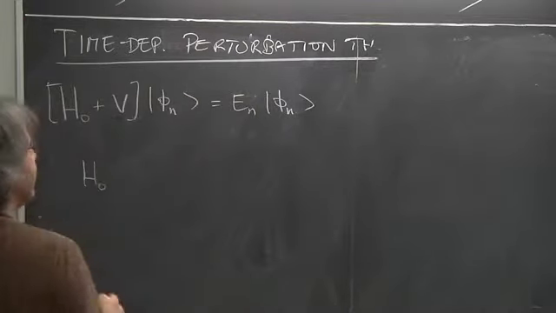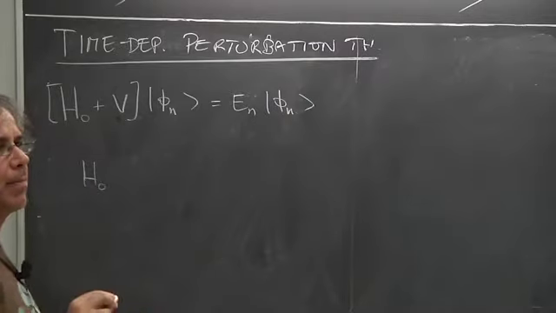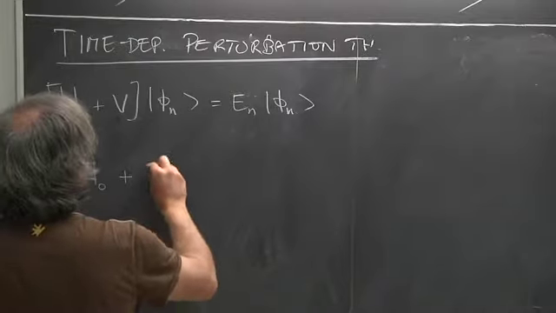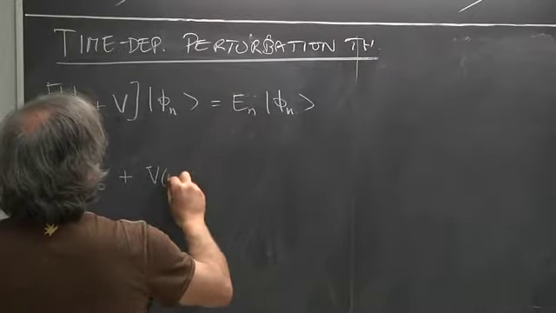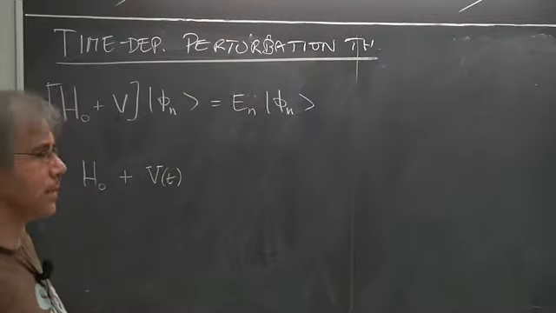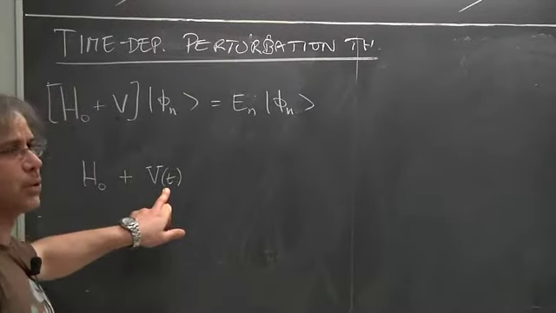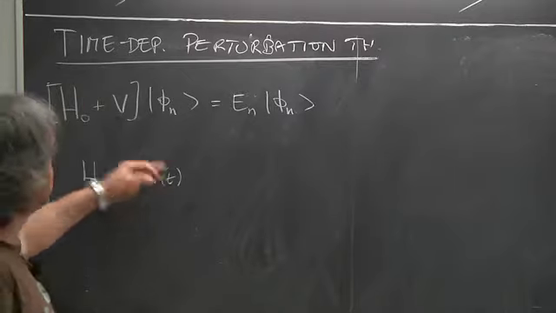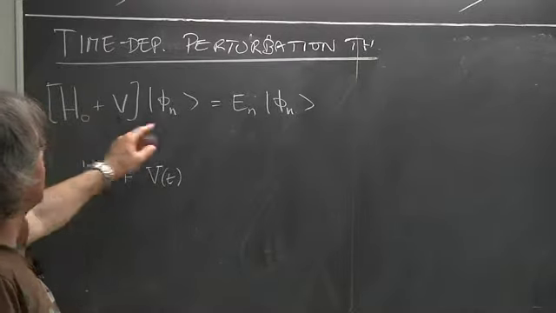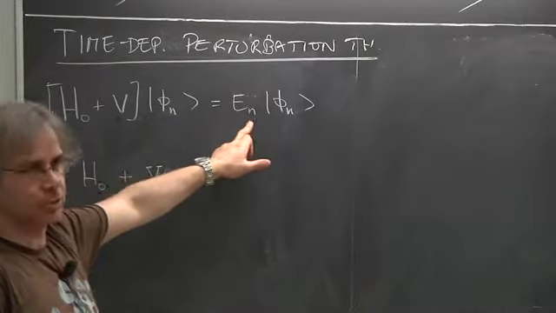Okay, now we do a different problem. We have a similar problem, H0 we know how to solve, but now we include a perturbation that depends on time. As a consequence, the full Hamiltonian depends on time. There is no point in trying to do this, okay? Whenever the Hamiltonian is time dependent, you don't search for eigenvectors and eigenvalues.